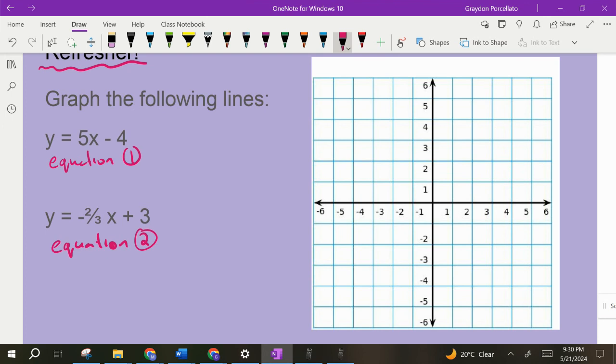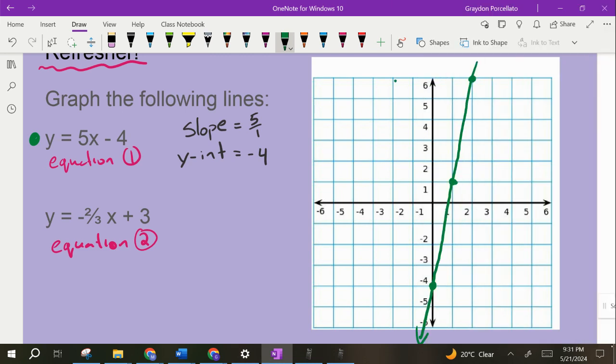We're going to start by looking at each line. I always like to write what my slope is and what my y-intercept is. So for this one, my slope is 5 over 1, and my y-intercept is -4. That means I'm going to do this one in green. I'm going to start at -4, and I'm going to go up 5 over 1, up 5 over 1, up 5 over 1. And I get a nice line like this. Okay, there's our first line.